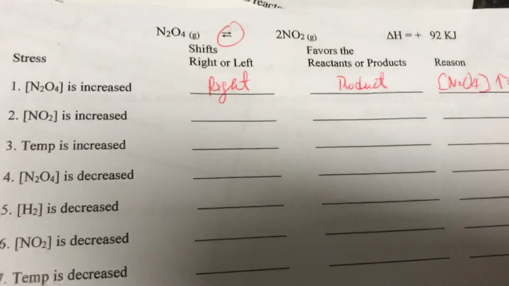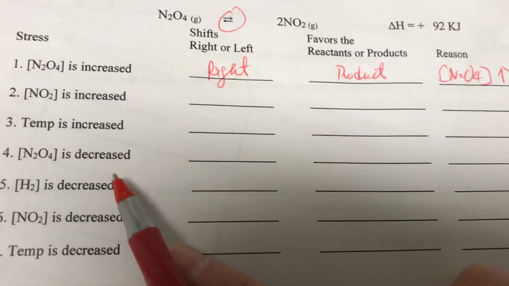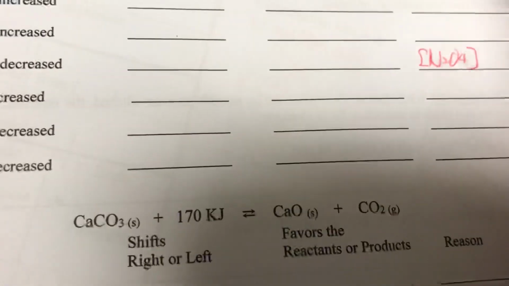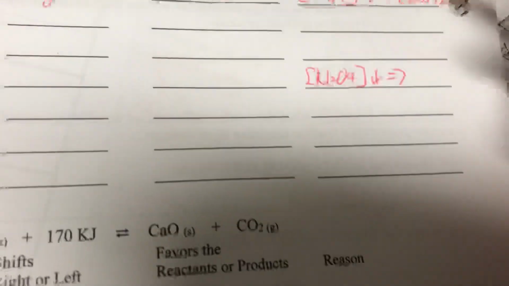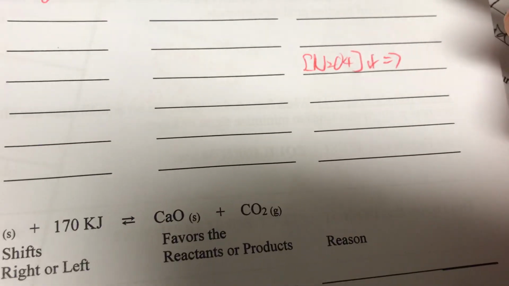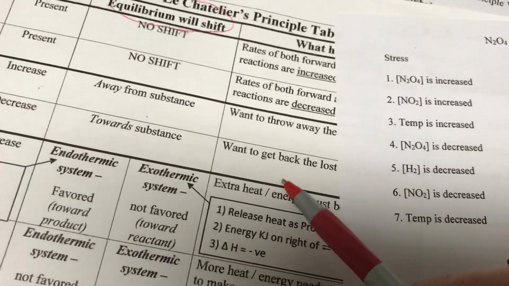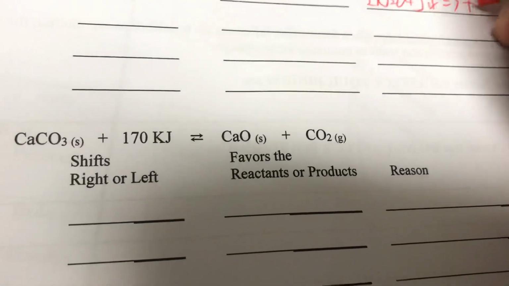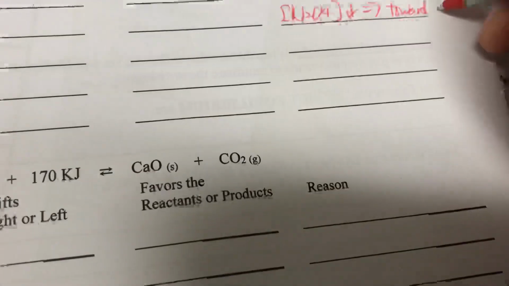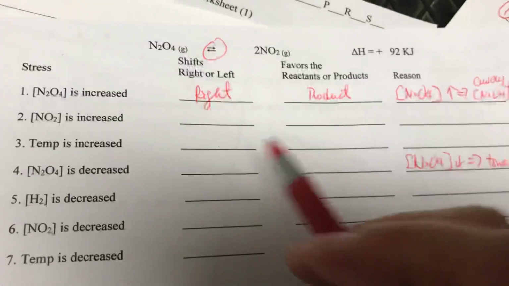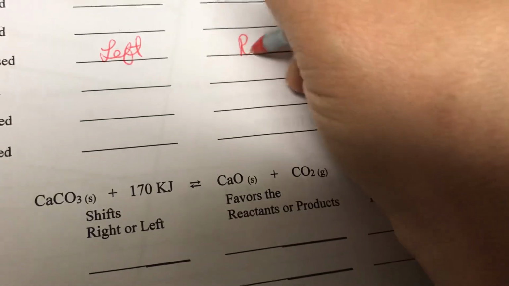Now, if I decrease N2O4, so number 4. Because I want to decrease my N2O4, you lose something, then you want to stay toward it because you want to get it back. If we want to stay toward N2O4, you want to stick on here. That means you want to shift your equilibrium to the left. That means you will favor reactant.